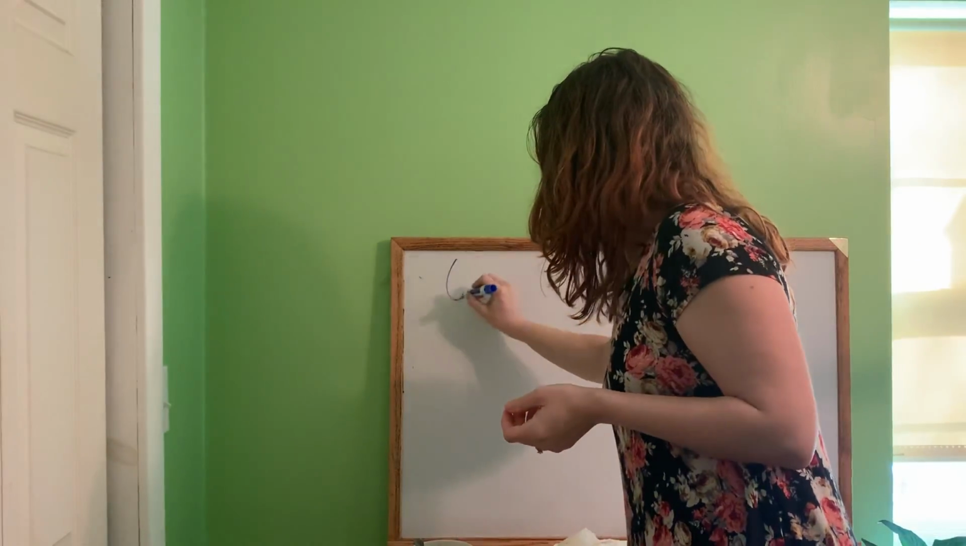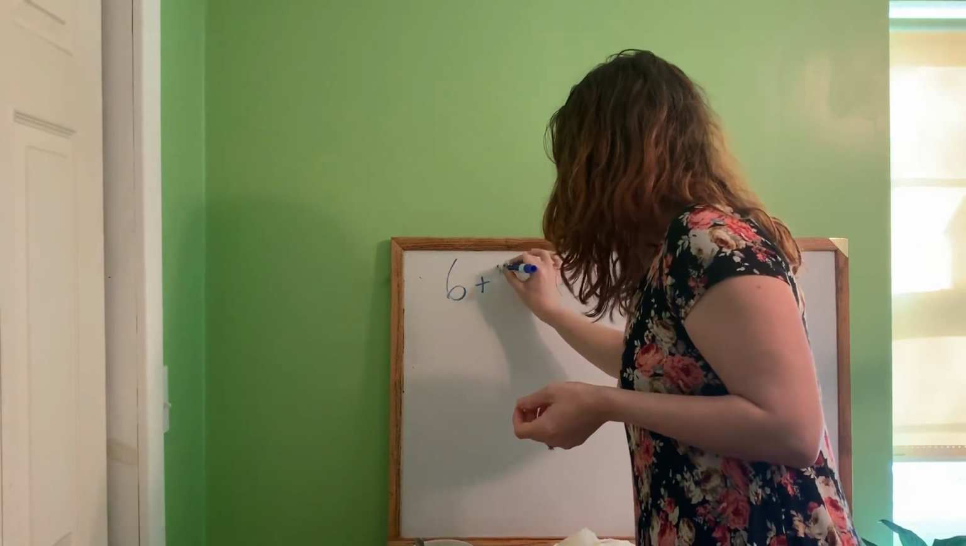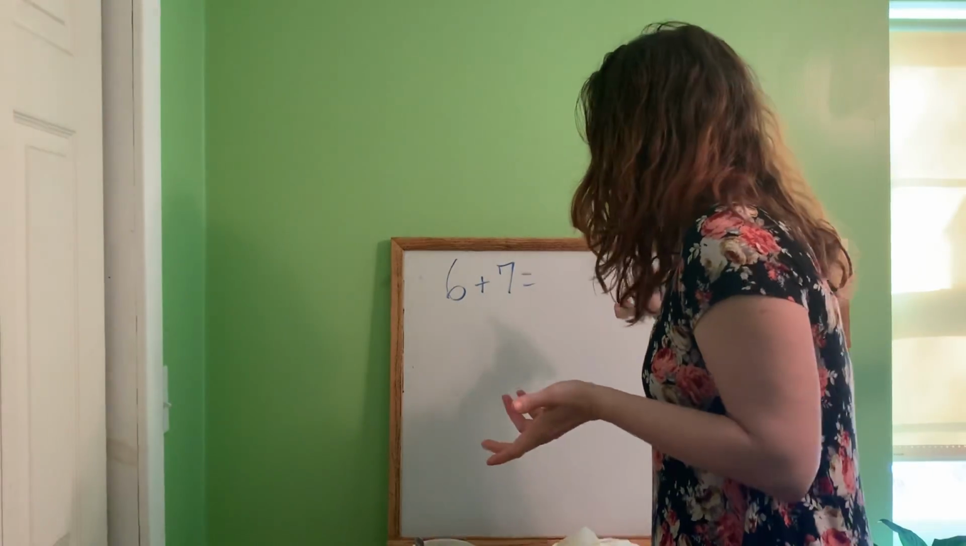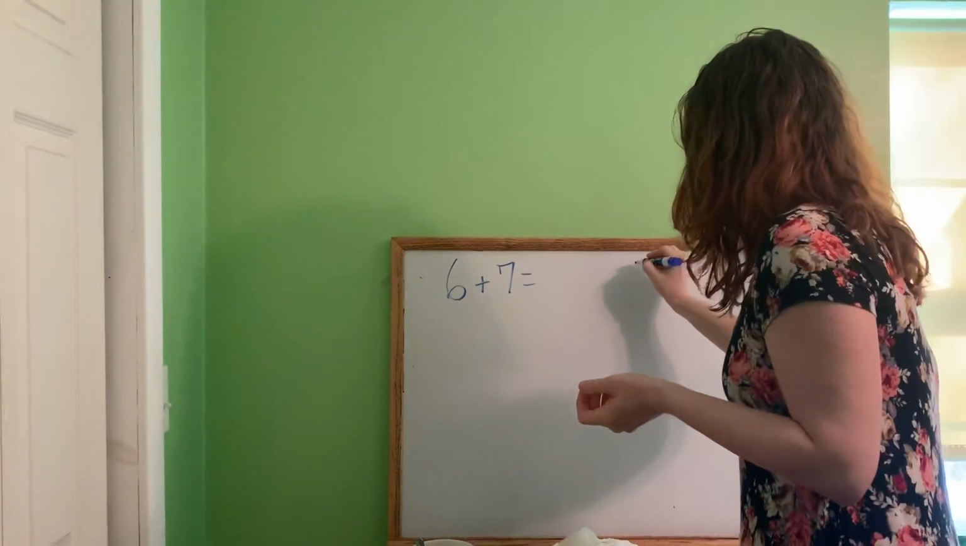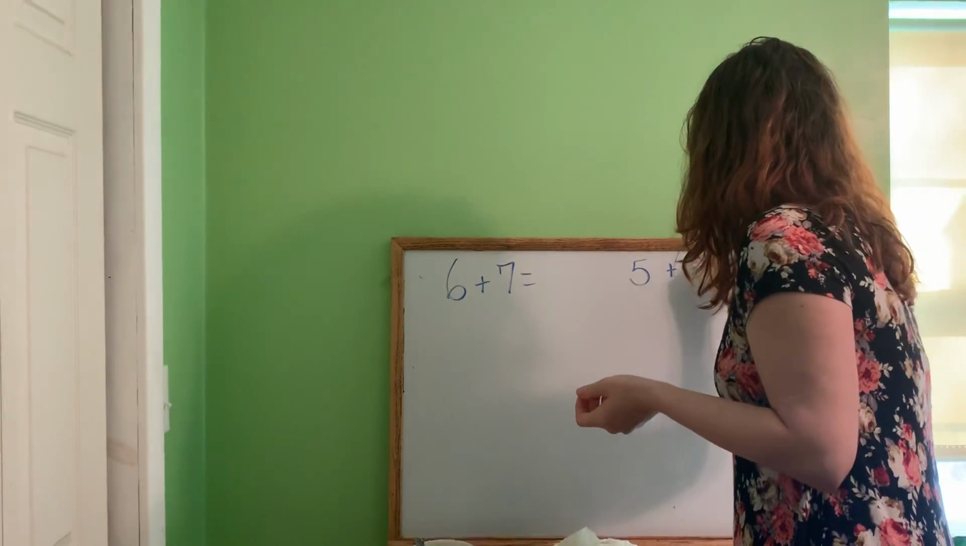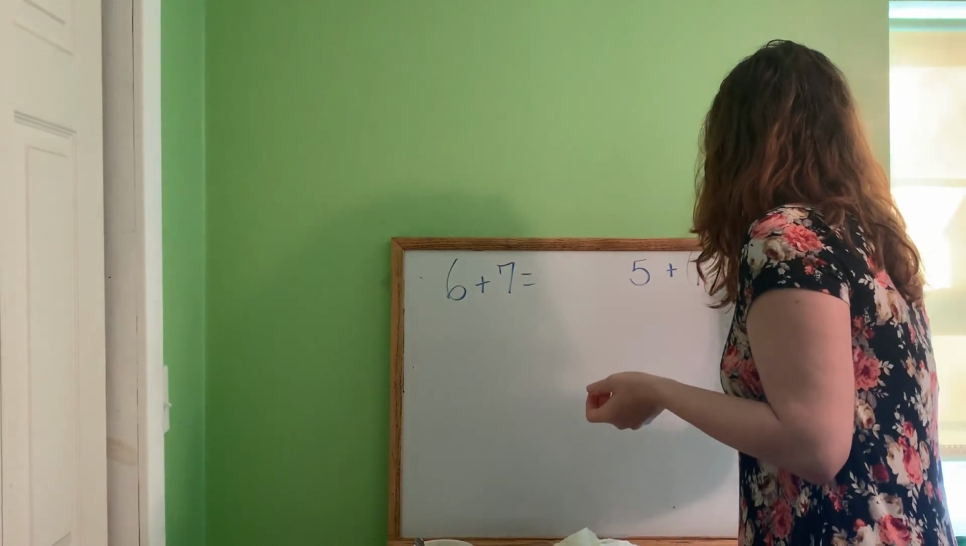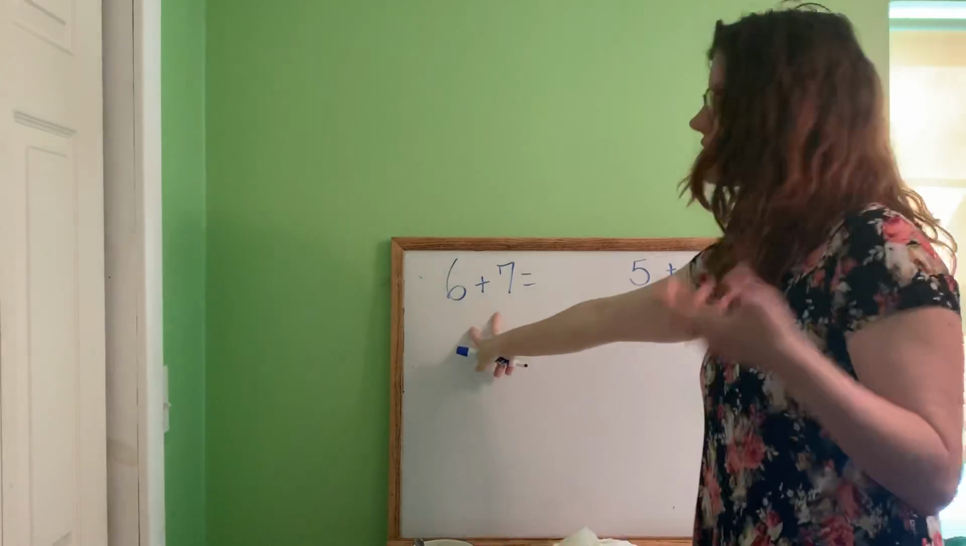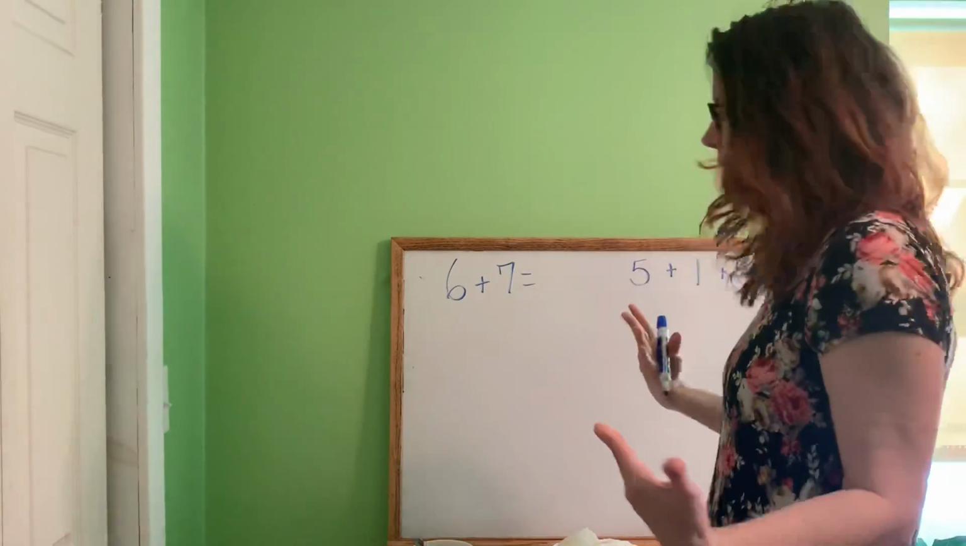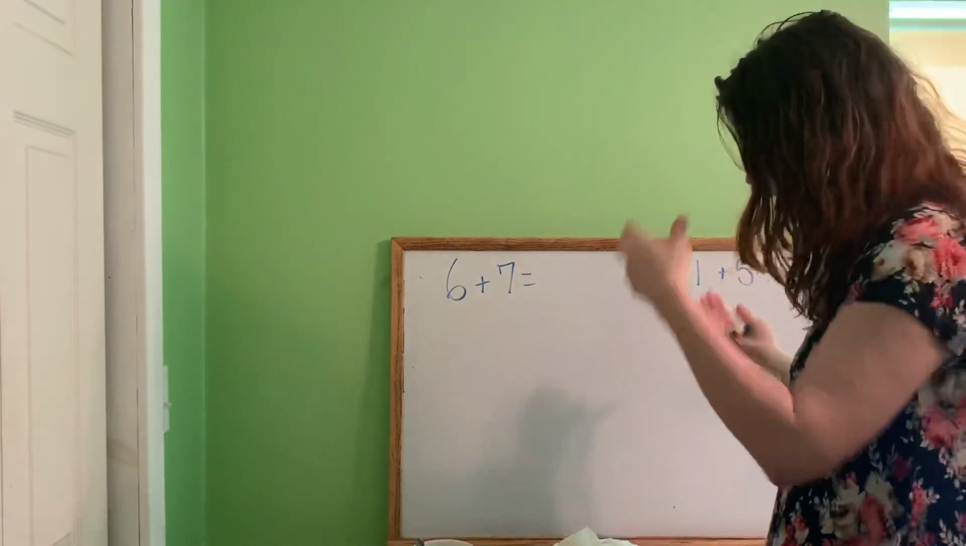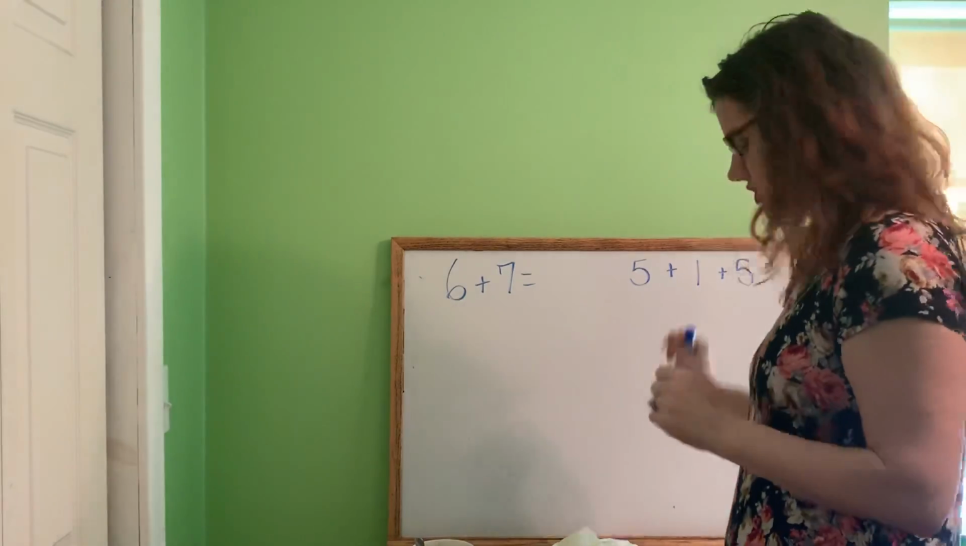So they may have a problem like this, 6 plus 7, or they may have a problem like this. So here, just basic facts up to 20. And here we have adding 3 numbers. There's only 2 of those on the sheet.